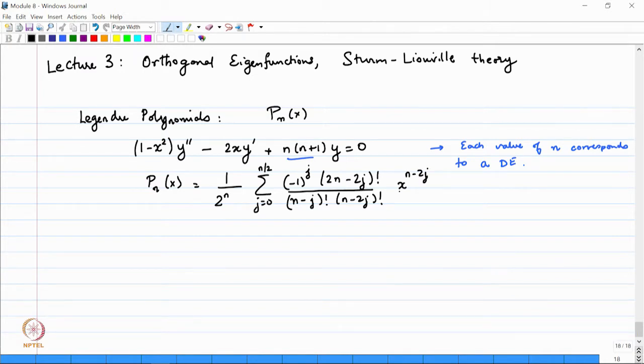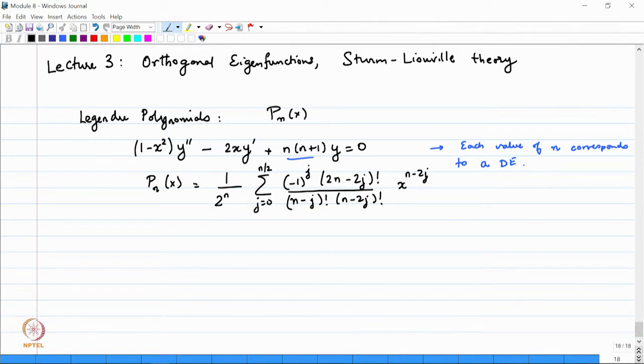So, again in this term there are n by 2 terms. So, if n is odd, then you will have x raised to all the odd powers. If n is even, you will have only even powers. So, you will have a polynomial that contains either odd terms or even terms.